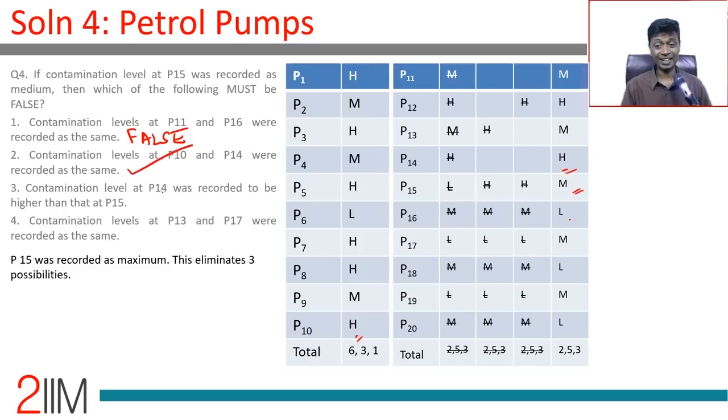14 was higher than 15. 14 is higher than 15. Yes. H and then M. This is also true. 13 and 17 were same. 13 is medium. 17 is also medium. This is also true. Which one must be false? That is statement 1. Choice 1.